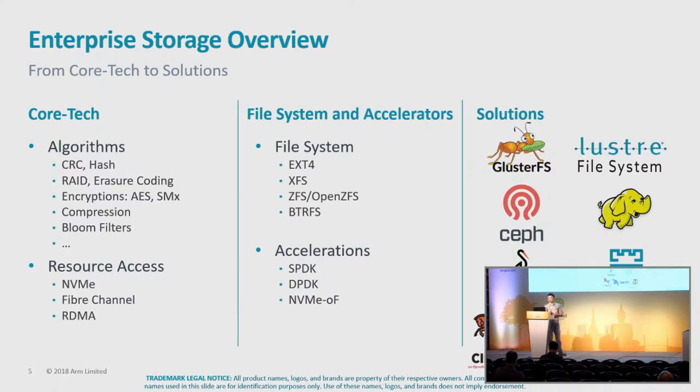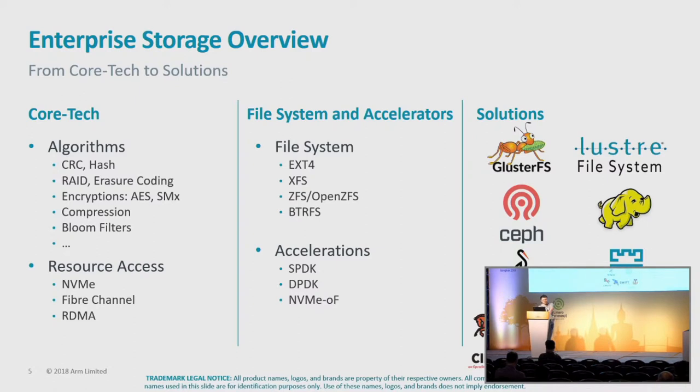To maintain the data integrity on the media, the checksum is needed, and CRC and hashes, like SHA, or other things are commonly used. And erasure coding provides redundancy to protect your data and make your data more reliable. And to protect your data, encryption is also needed. And to save space and bandwidth, compression like gzip or other things, LZ4, are used. And bloom filters help to remove the duplications across the data blocks.